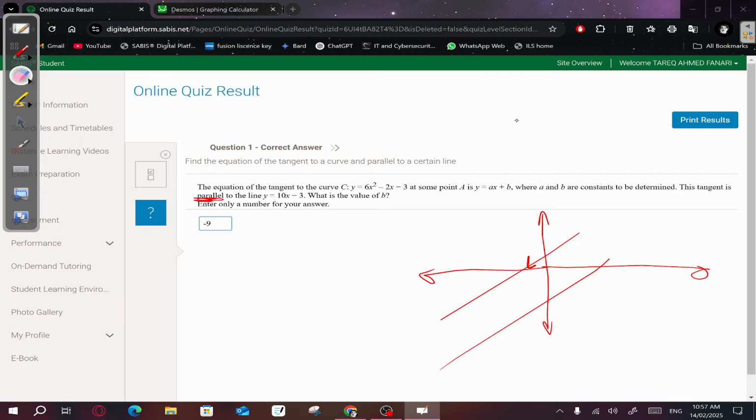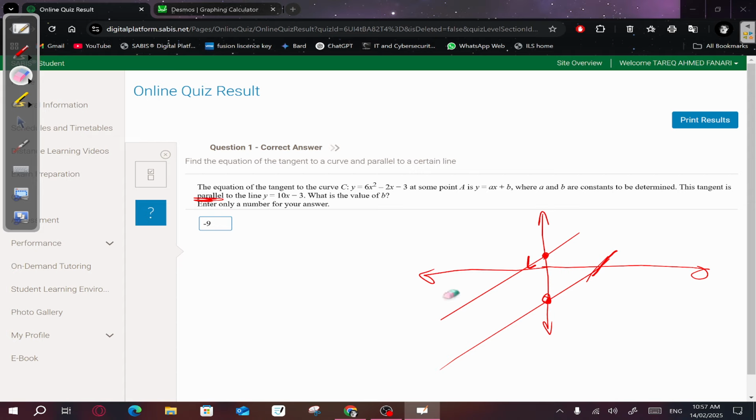However, they have different y-intercepts. As you can see here, this has a y-intercept greater than this one. So they have the same a, or the same m, but different b's. So this one will be, for example, ax plus b1, and then the other one will be ax plus b2. They will have two different b's. Okay, this is what the tangent means.